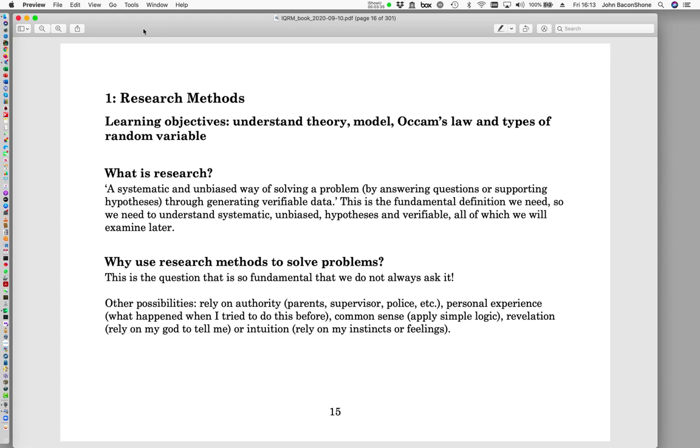Revelation. Revelation means you rely on your God to tell you. It could be a Christian God or a Buddhist deity. It doesn't really matter what the religion is. You're basically saying religion and your God is how you solve a problem. Or intuition. Intuition means we rely on our instincts or on our feelings. We probably have used all of these at least at some time in the past, and we often don't even really think very deeply about when we use these different solutions.